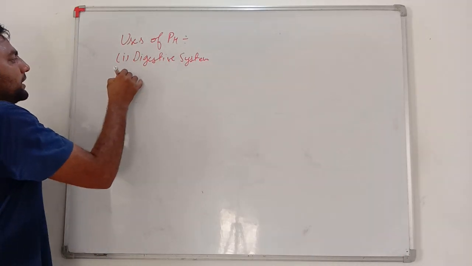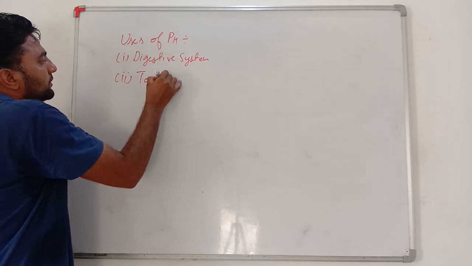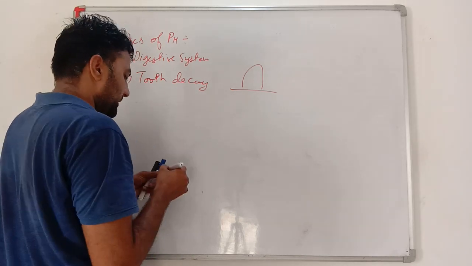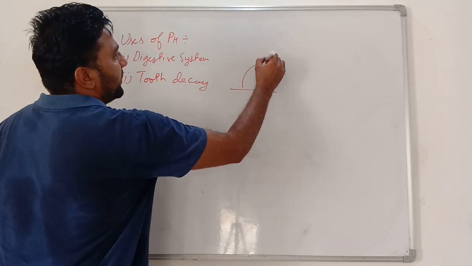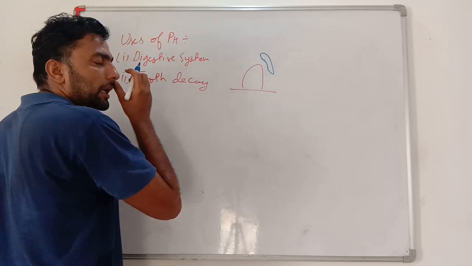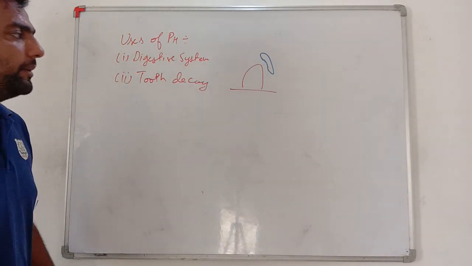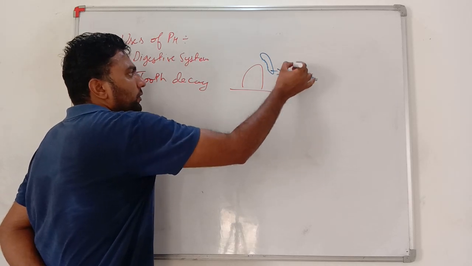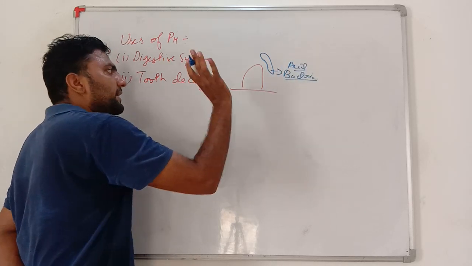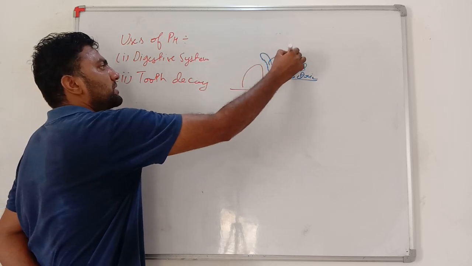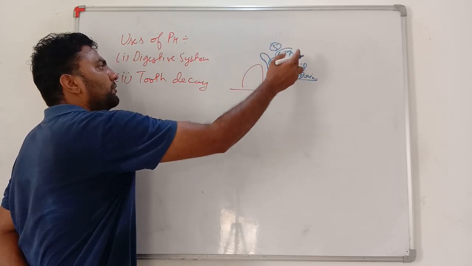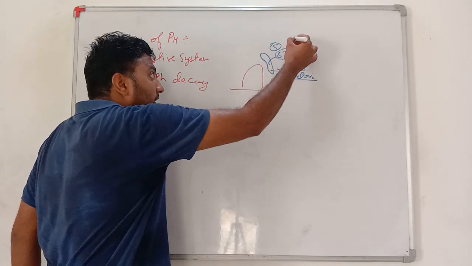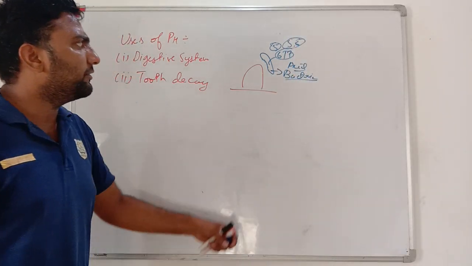Second thing, tooth decay. Very important. As we all know, this is our teeth, and the food we eat remains in our mouth. So very important, this food is acted by bacteria and converted into acid. If this acid is having pH of 6 or 7, or you can say 5, means below 7 and above 5, then it will not affect above 5.5, not 5. Then it will not affect too much.